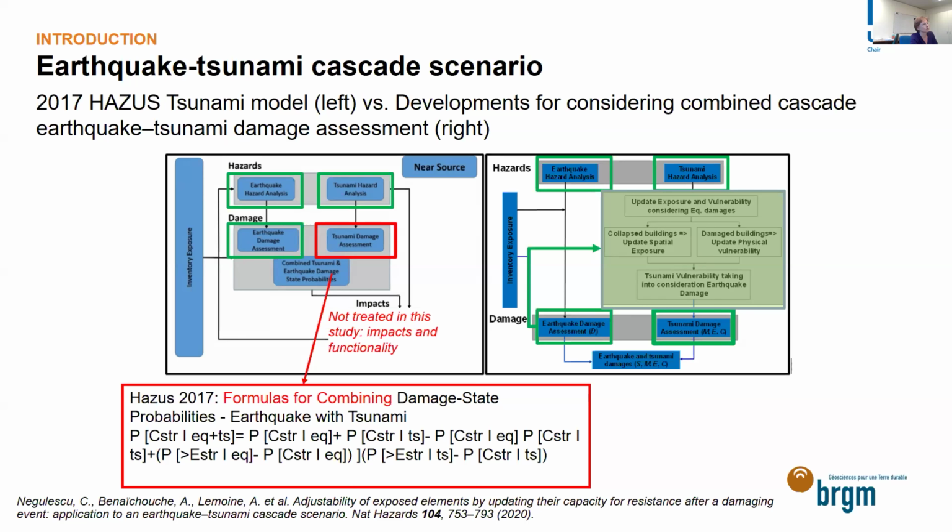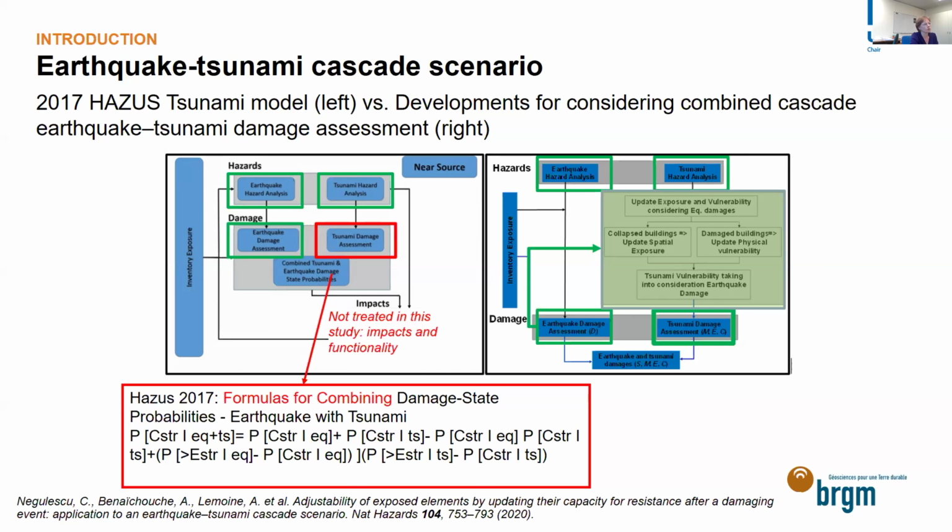On the right part, what we have done is use the first calculation, like in HAZUS: from earthquake hazard analysis, we go to earthquake damage assessment, considering inventory of exposure and the vulnerability for the exposure. Then once we have the earthquake damage assessment, we go back to the inventory in order to update exposure and the vulnerability, considering the damages that we have after the earthquake. So we update in two ways.